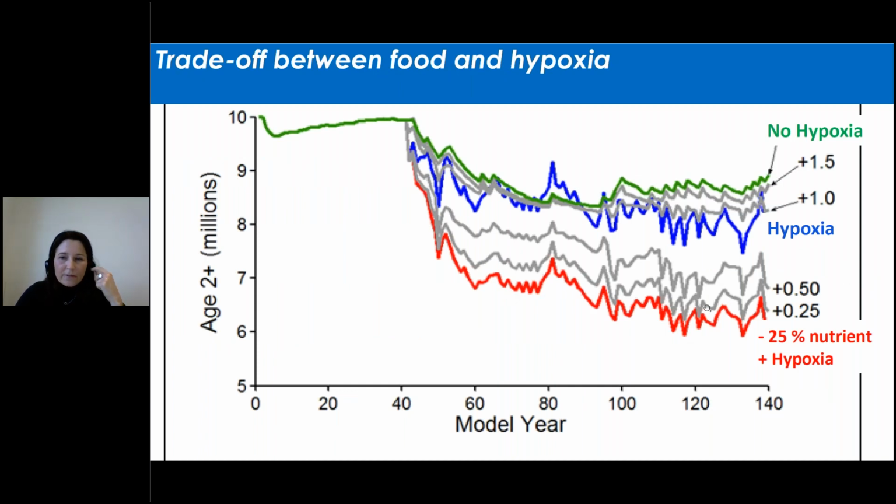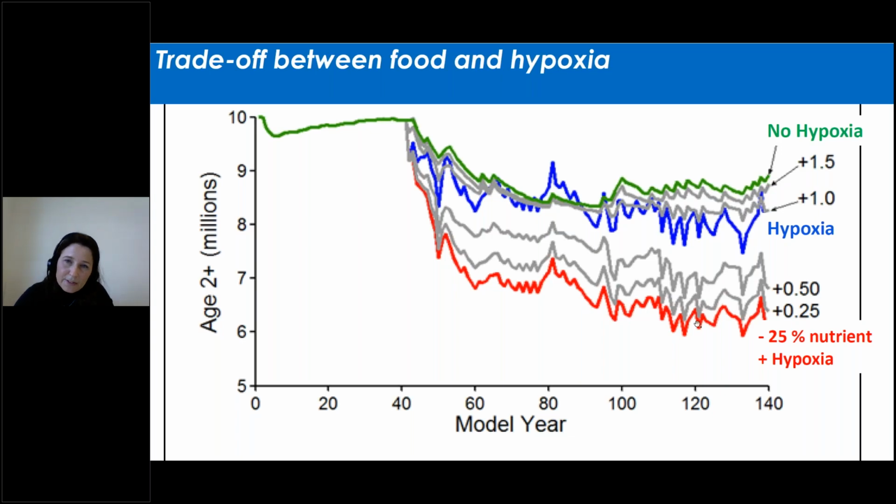Based on that, they were able to make some trade-offs or recommendations for mitigating the food and hypoxia. What you can see here is the number of individuals according to time. In green, this is the number of individuals that you have if you have no hypoxia at all. In blue, this is what you will have if you keep the same level of nutrient and have hypoxia in the system, so you have a decrease. And in red, you can see the situation if you decrease the nutrients discharged by 25% and keep hypoxia. You have this decrease because, of course, if you have high discharge of nutrient, you will have more food, and more food will sustain the development of more croaker organisms.